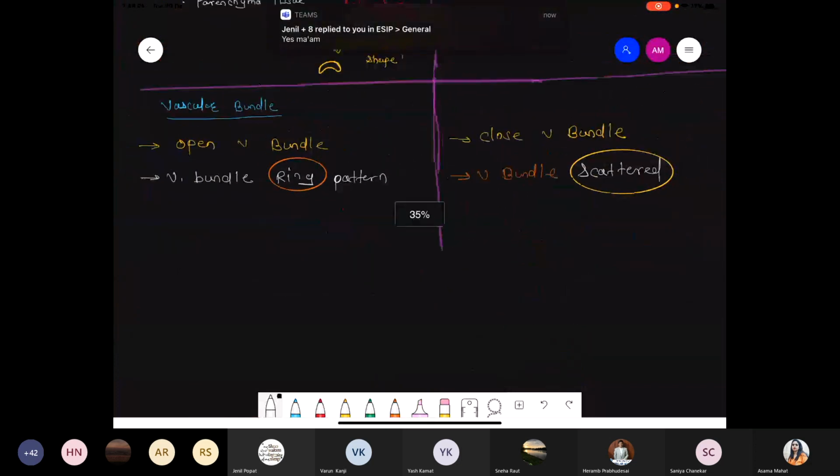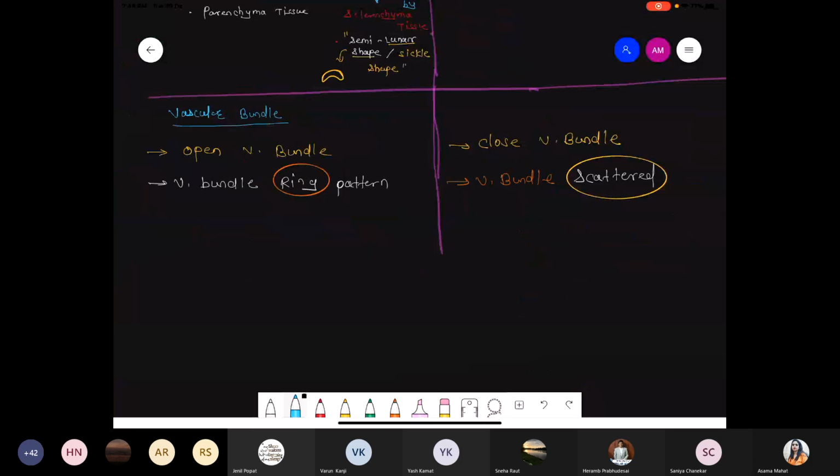Okay. So now this point, that is ring pattern and this scattered pattern. Another point we are talking about, which type of the vascular bundle is present. So I hope you remember, we saw radial vascular bundle, conjoint vascular bundle. So out of that, in case of the dicot, conjoint collateral, or sometimes bicollateral.